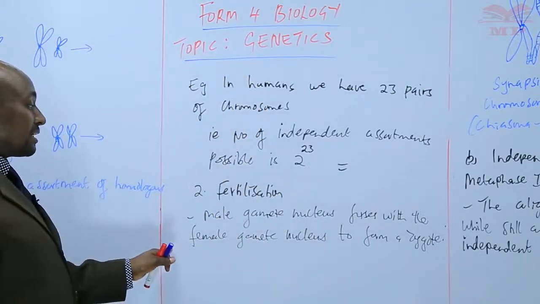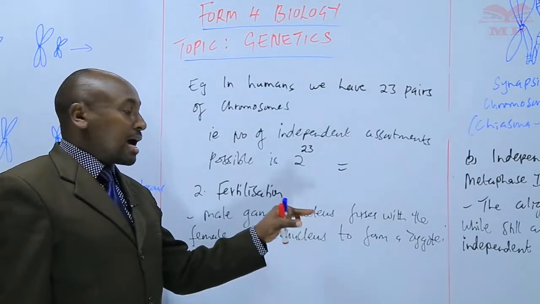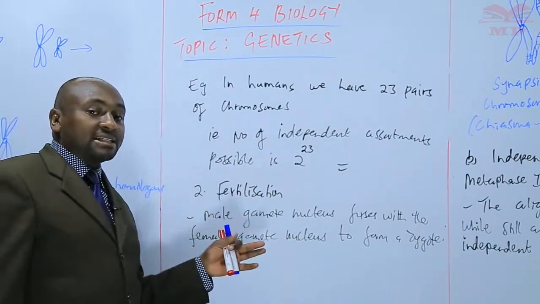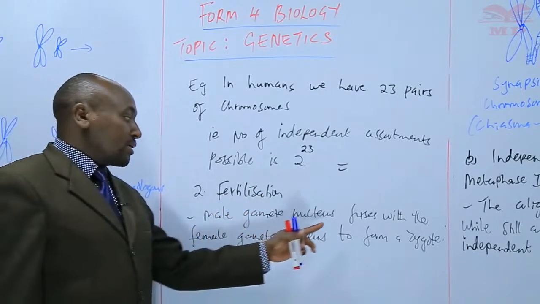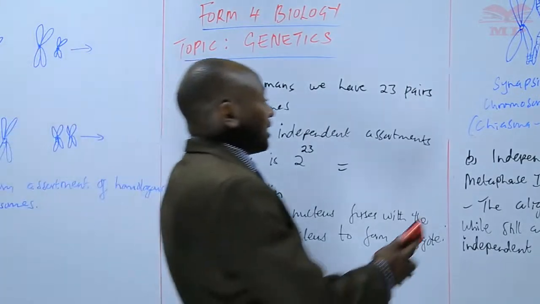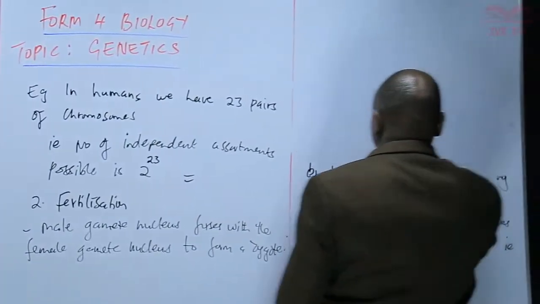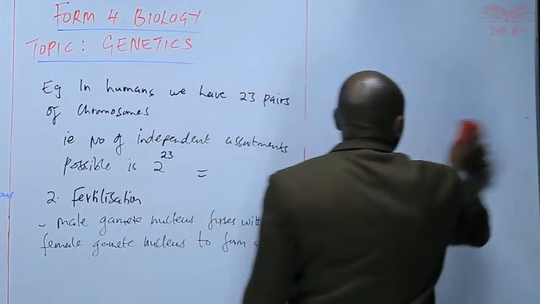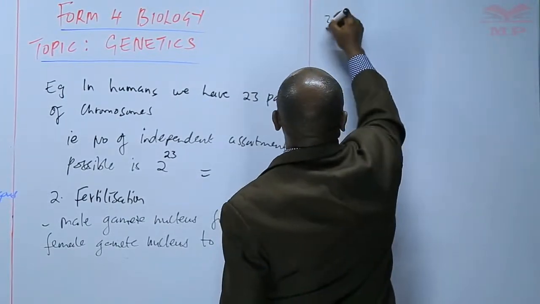And this is why even siblings who are of the same parents do not show complete identity, or they are not completely identical, because of fertilization. Also, there is another cause of variation, and this one is basically environmental, and this is now during mutations.